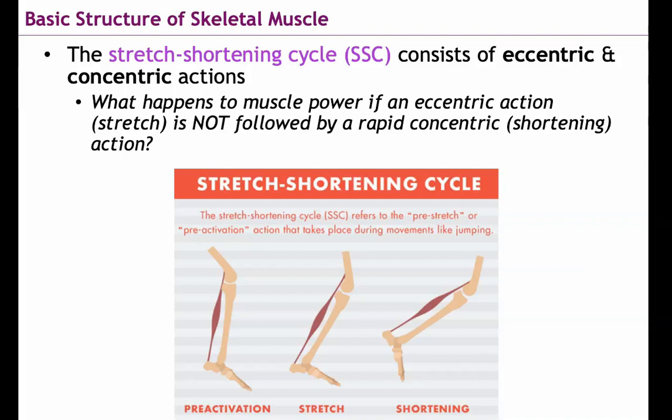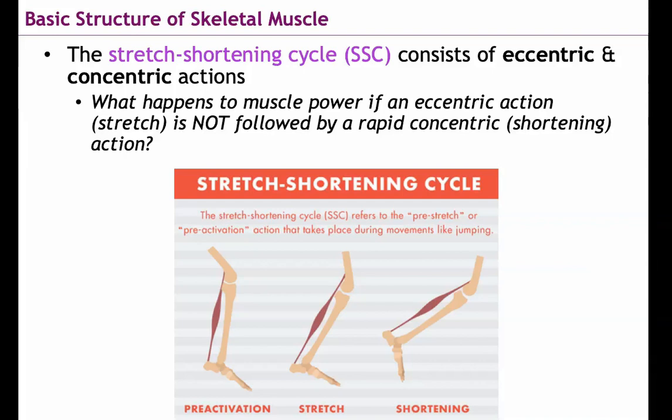So this cycle consists of eccentric and concentric actions. I would assume that most of you know what those actions are, but if not, we can talk about it briefly. An eccentric action is the stretch of the muscle, so when a muscle lengthens, and the concentric action is when the muscle shortens.